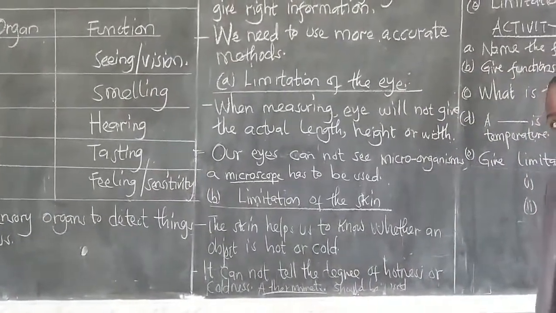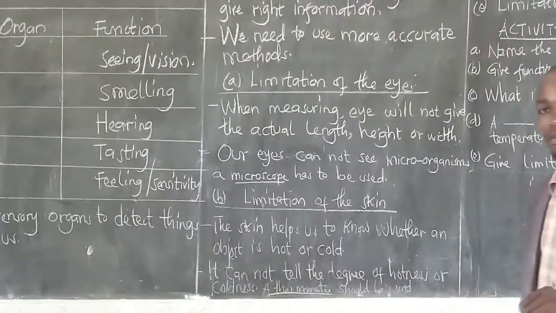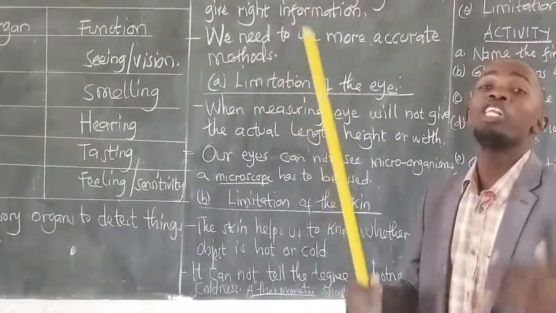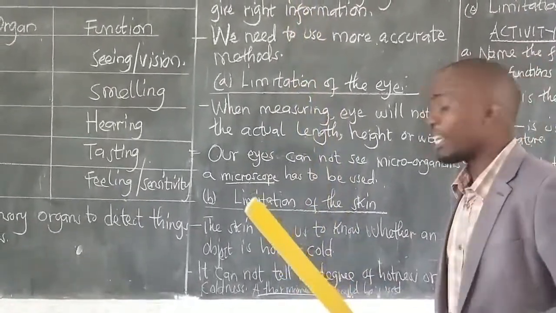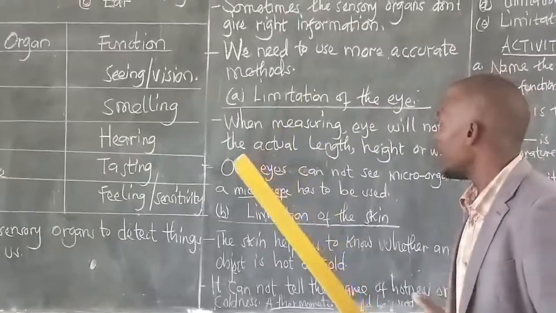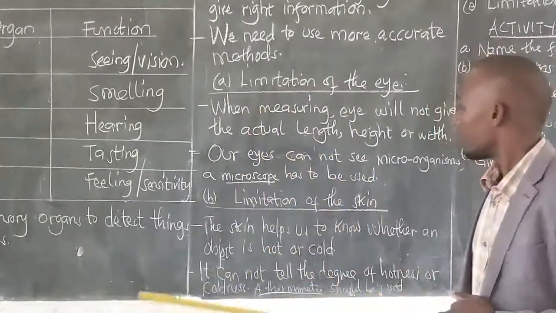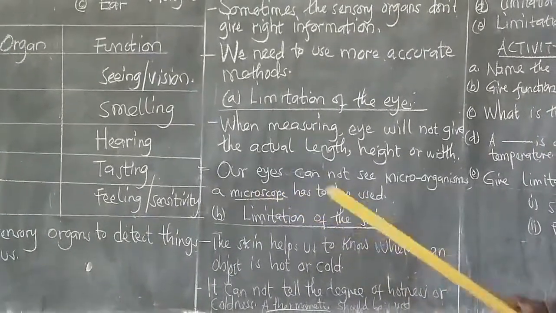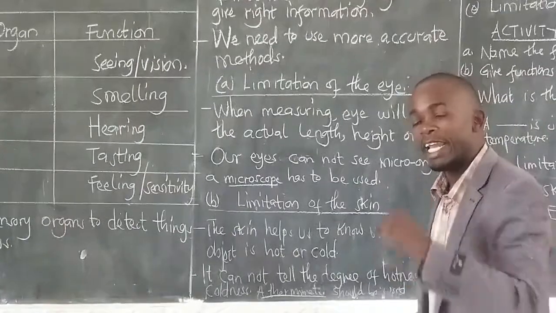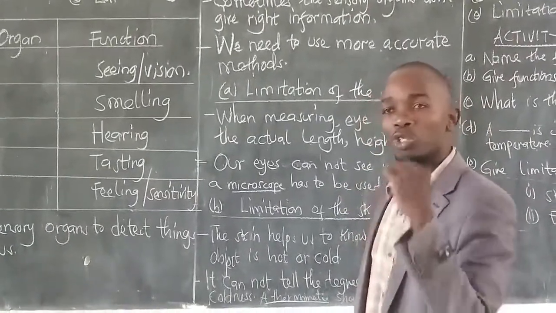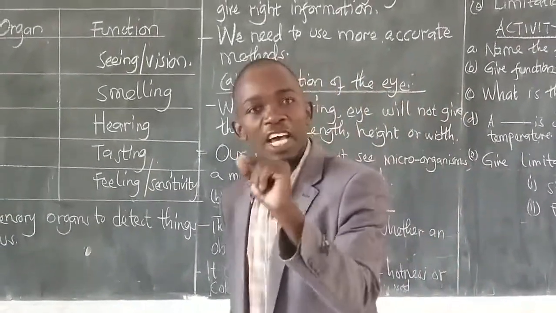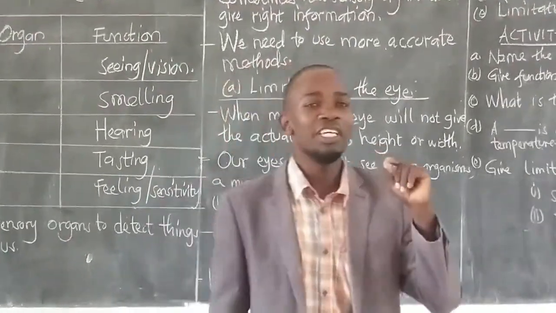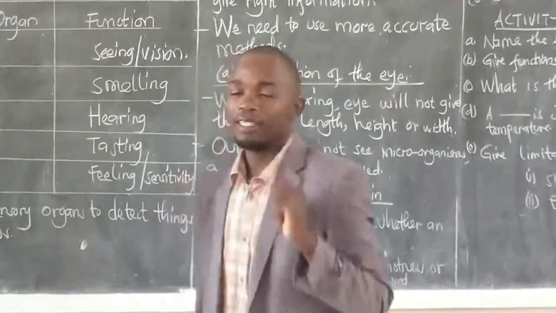So that is also a limitation of the eye, that an eye fails to see what you really need to observe. And therefore, you will introduce the correct device, which is called a microscope. A microscope is an electronic device which is used to observe very tiny microorganisms that cannot be seen by our naked eyes.